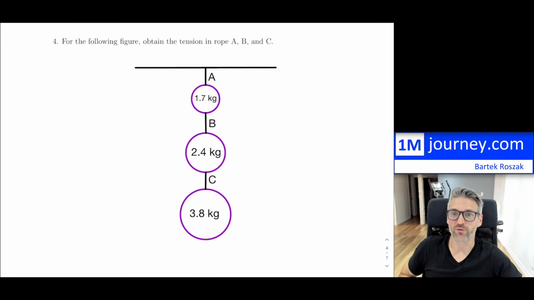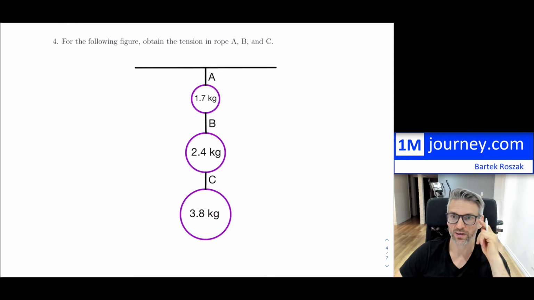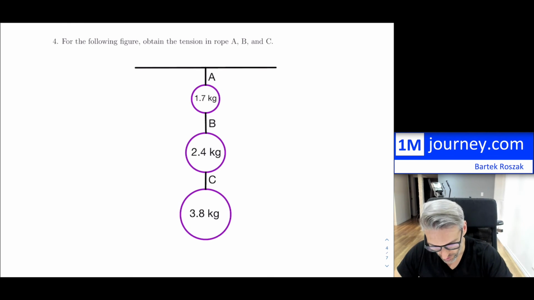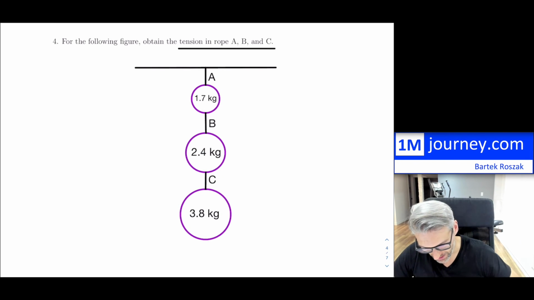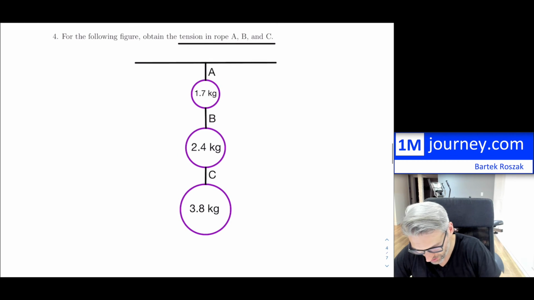Here's question number 4. So this is a pretty neat one. This one shouldn't take us too long. So we have a figure. We want to obtain what the tension is in the rope. So in rope A, in rope B, and in rope C. So, how do you tackle these ones? Okay, so let's start it off.